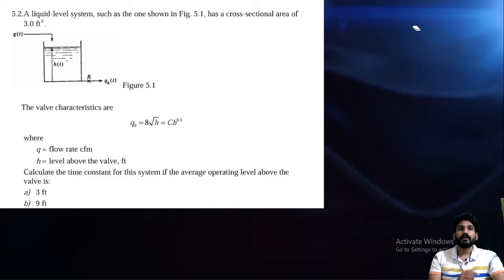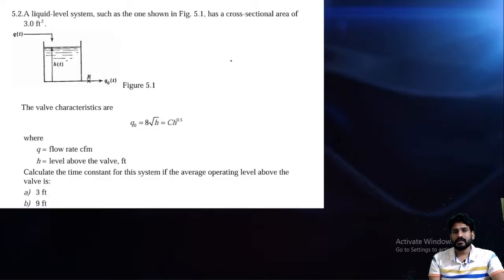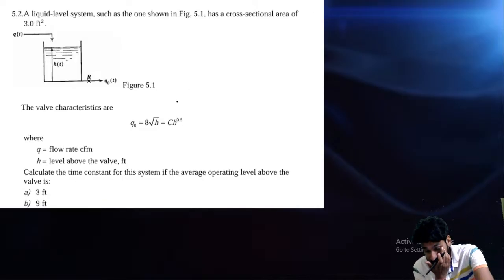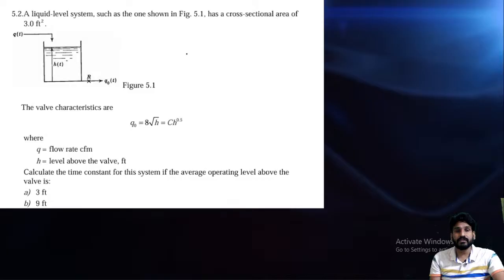Okay, so let's try to solve this question, guys. A liquid level system such as this in the figure has a cross sectional area of 3 feet square. It means I have the area as 3 feet square, and this is the valve and this is the resistance of it. Here qi is the input and h is the height.